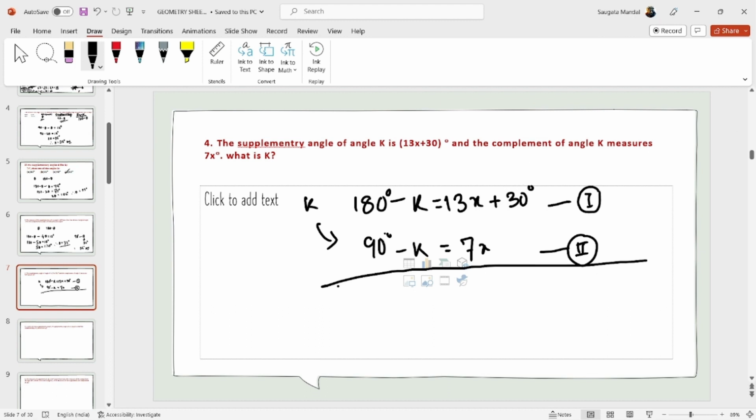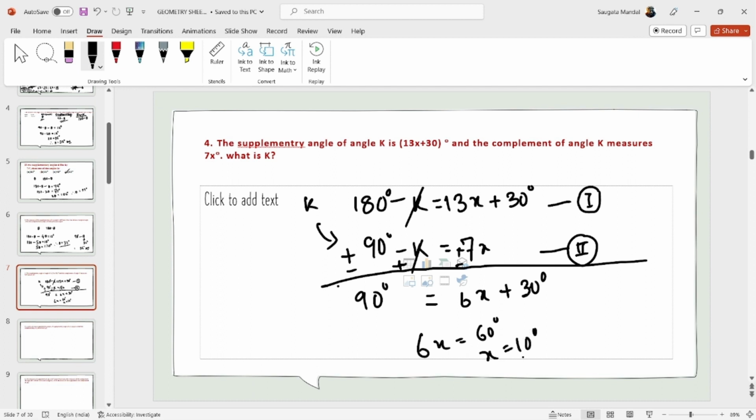We know that if it is positive value, it is converted to negative. If it is negative value, it is converted to positive. Then 180 degree minus 90 degree, that is 90 degree, minus K plus K, that is 0, cancel out, is equal to 13x minus 7x, that is 6x, plus 30 degree. 6x equals 60 degree and x equals 10 degree.